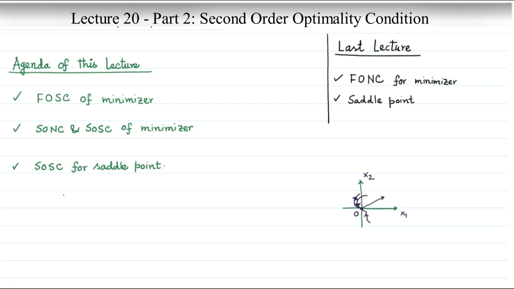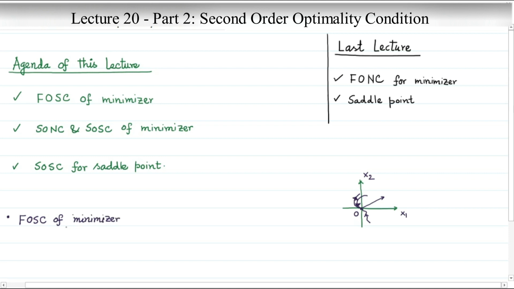Anyway, we have three agenda items in today's class. Let's start our discussion with the topic of the first order sufficient condition. In the first order sufficient condition, we have the following result: the first order sufficient condition of a local, or rather a global, minimizer.